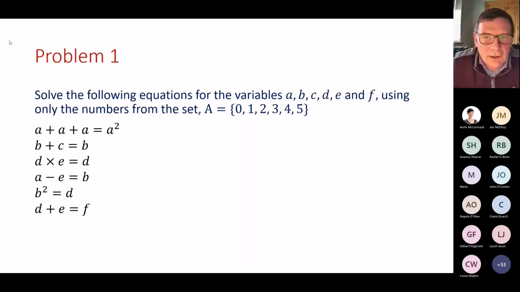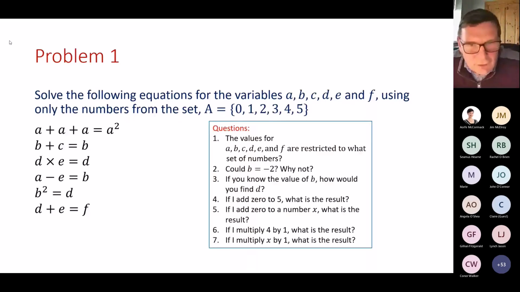Okay. Now, I just listed some questions here. Obviously, you're not going to ask all of these questions because, as I said earlier on, you're just giving it to them on a plate if you do that. But here are some of the questions that will help them understand the problem.